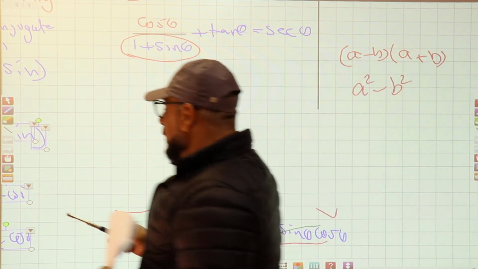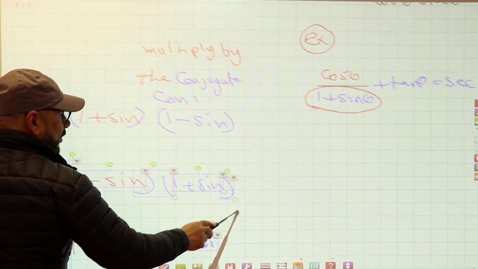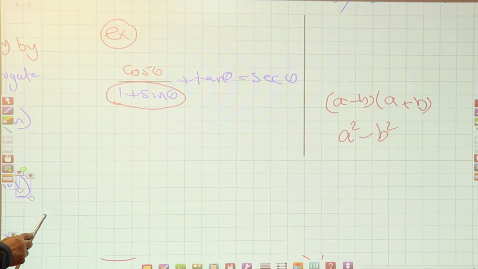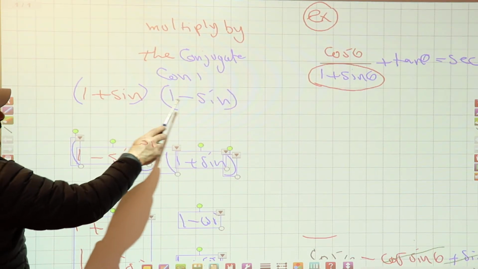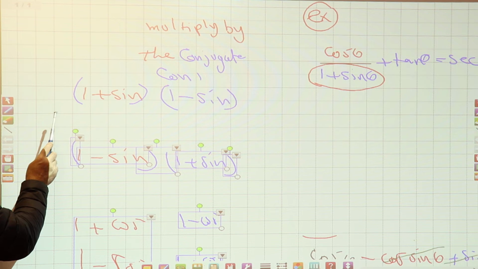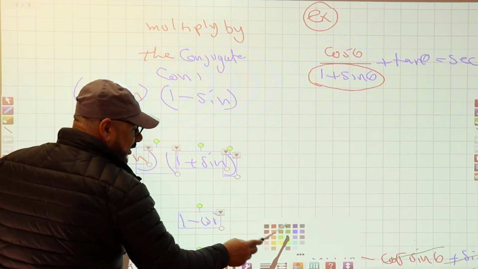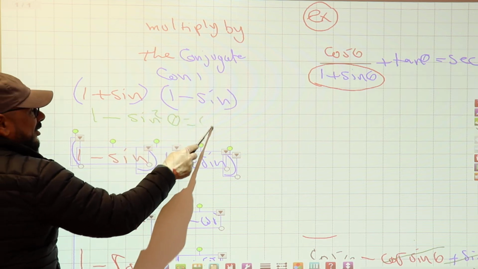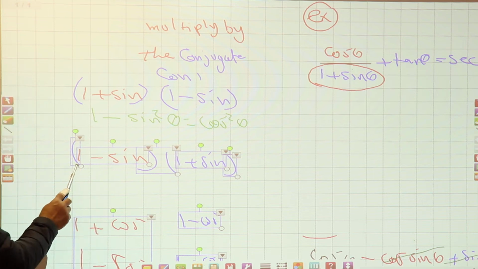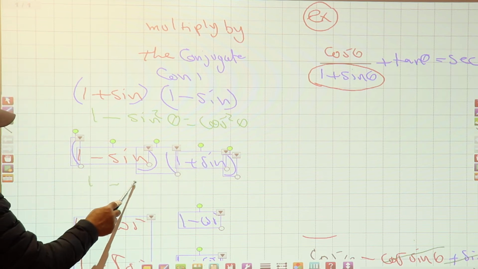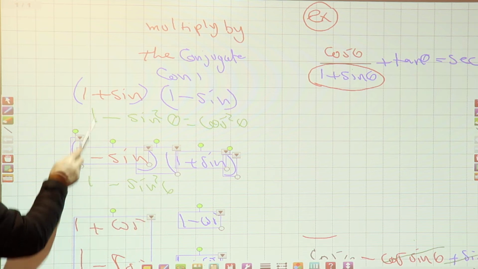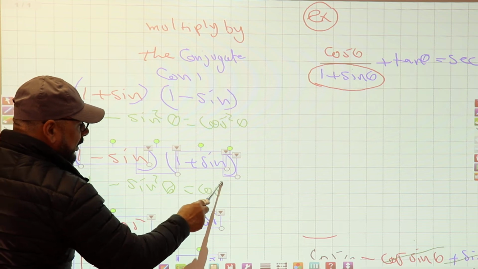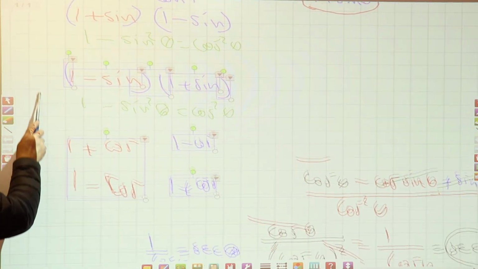You have to understand, guys, when I teach or solve a problem, my objective is not only to solve, it's to give you skills. You see A minus B times A plus B, A square minus B square. 1 plus sine times 1 minus sine gives you 1 minus sine square theta, which is cosine square theta. Wow. The same with either plus or minus, equal cosine square theta.